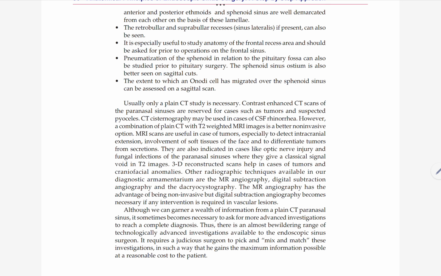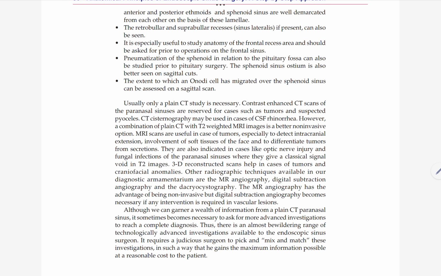Usually, only a plain CT scan study is necessary. Contrast enhanced CT scans of the paranasal sinus are reserved for cases such as tumors and suspected pyoceles. CT cisternography may be used in cases of CSF rhinorrhea. However, a combination of plain CT with T2 weighted MRI images is a better non invasive option.